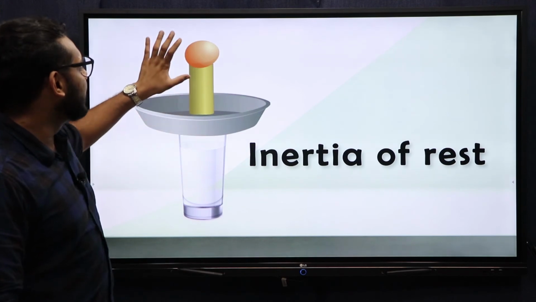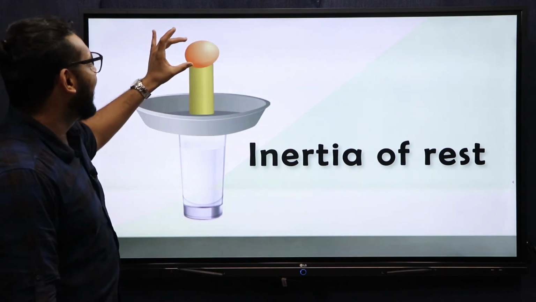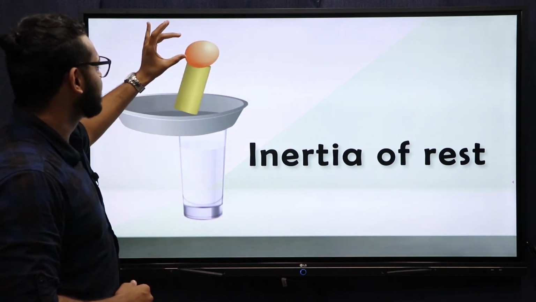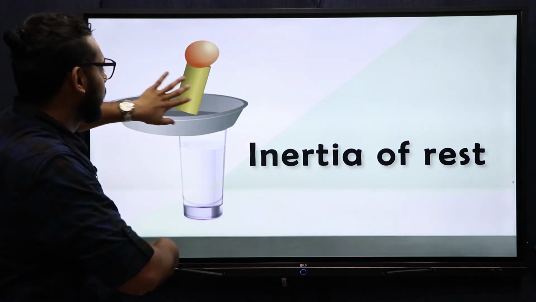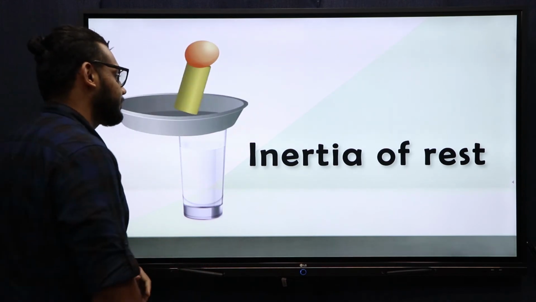Now, this is due to the inertia of rest of the coin, or in this case, the egg, because the egg wants to remain where it is while the rest of the things move away. So it remains at rest there. It doesn't want to have the motion in the direction of this object. So as it moves away, the egg falls down into the water.